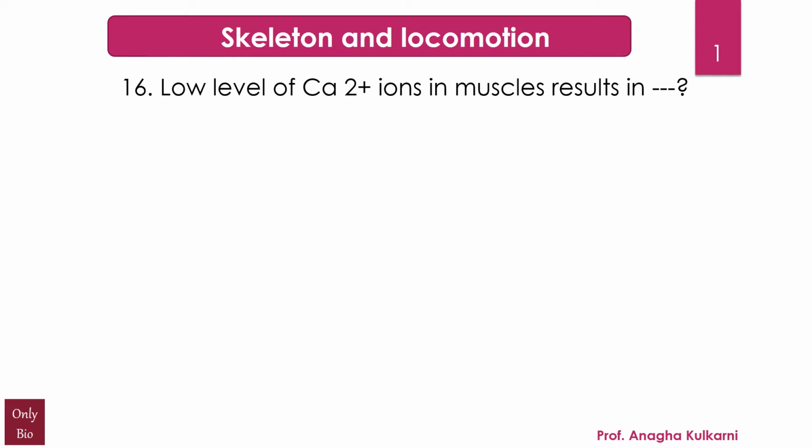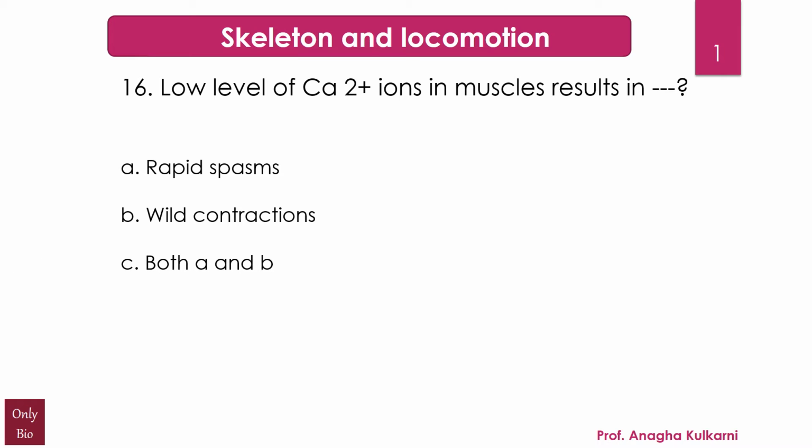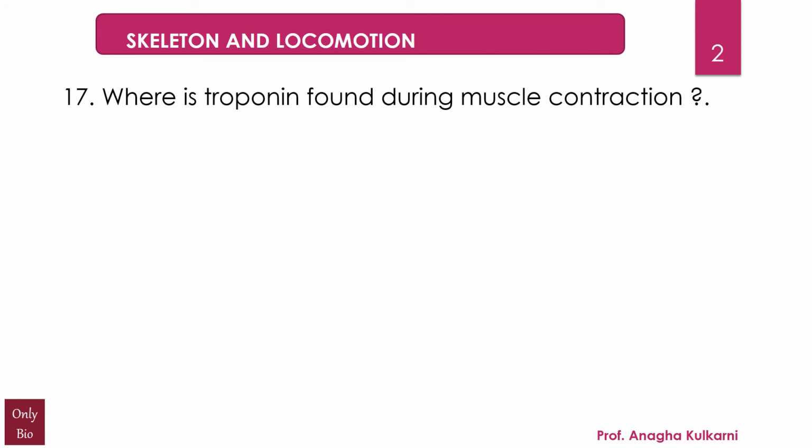Question number 16. Low level of calcium ions in the muscles results in dash. A. Rapid spasms. B. Wild contractions. C. Both A and B. D. None of the above. And the correct answer for this question is C. Both A and B.